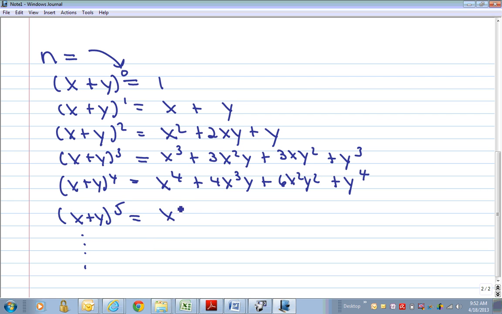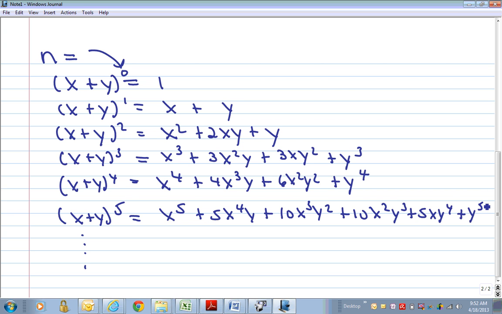So we would have x to the fifth plus 5x to the fourth y plus 10x cubed y squared plus 10x squared y cubed plus 5x y to the fourth plus y to the fifth. And these patterns would continue. Notice it makes a triangular pattern as well. It gets larger as it goes further.